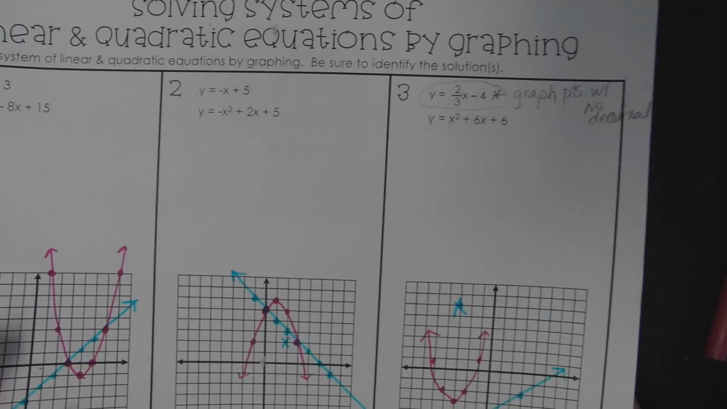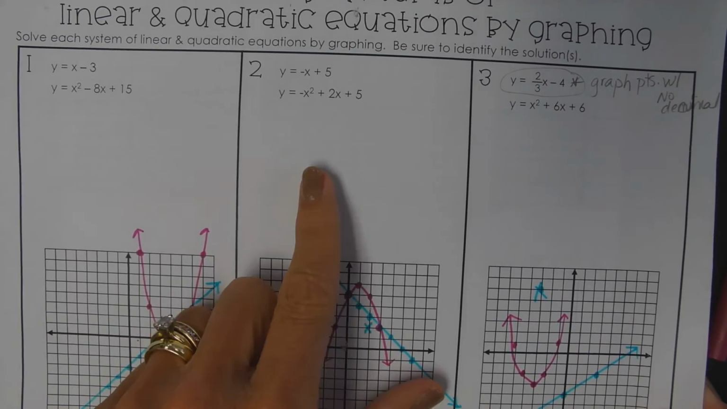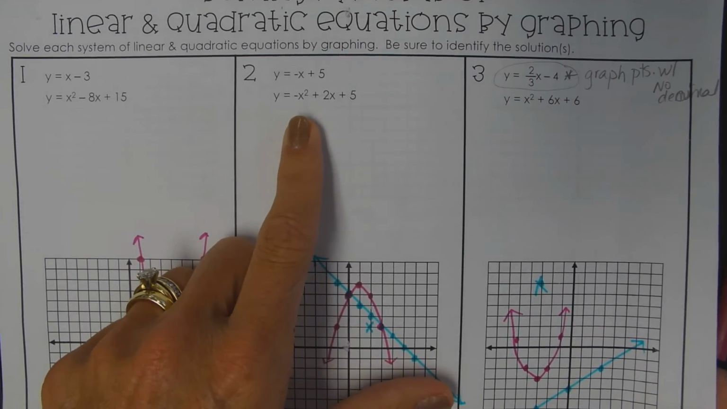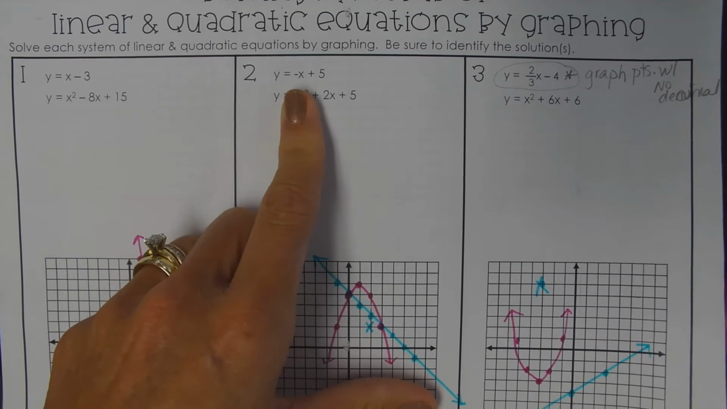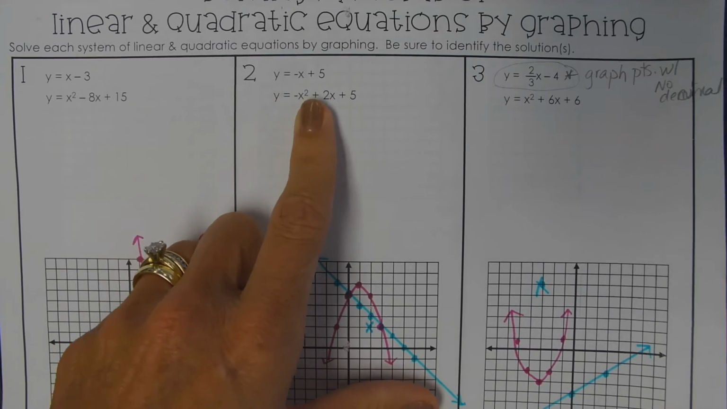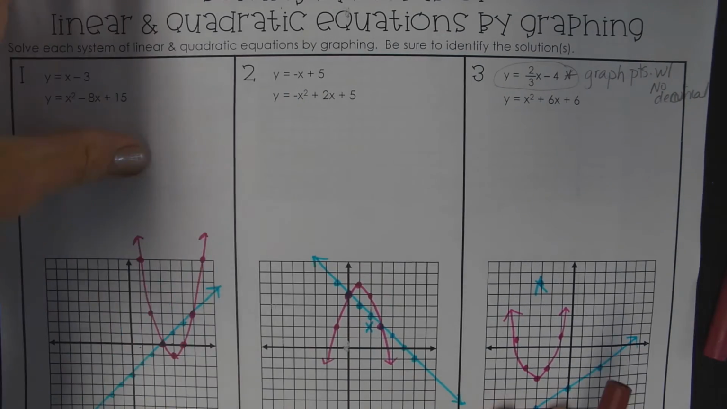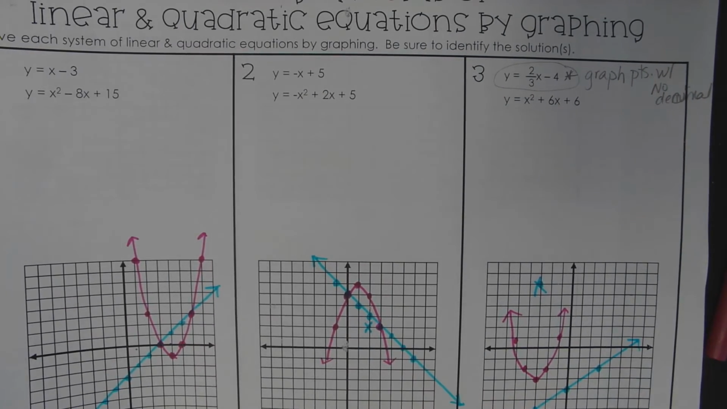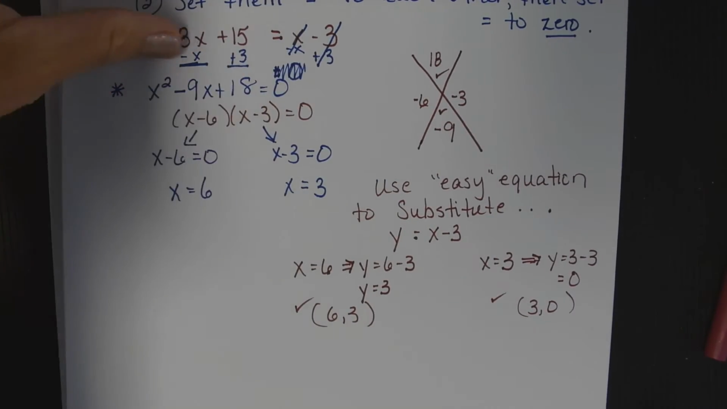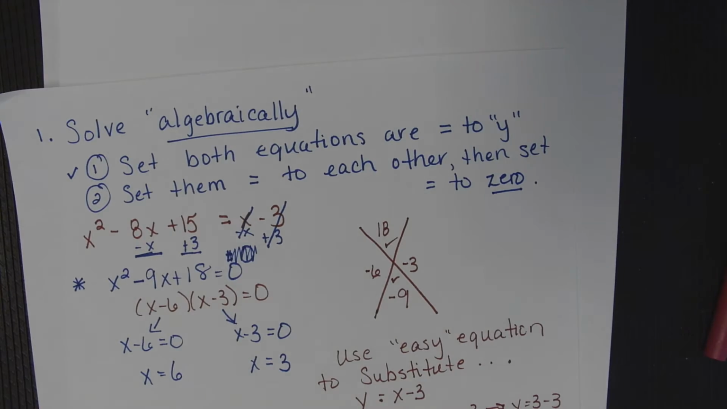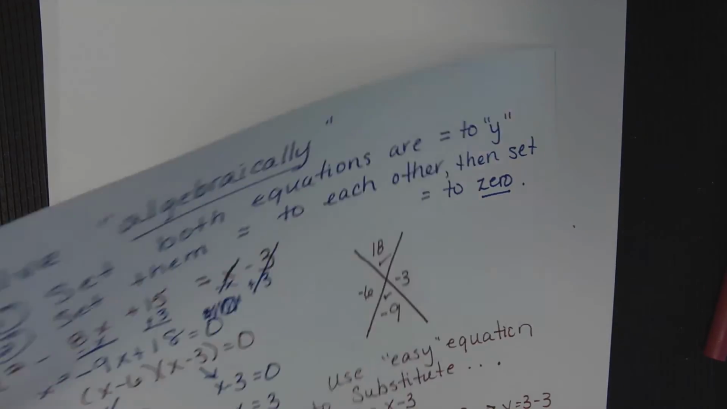So here's number 2, right here. First step is to solve for y. It's already done, right? So what do we do? What's the next step? We set them equal. All right, I want you to do number 2 algebraically. So I'm going to use a new sheet. You can either do it on this paper here, or you can do it in your notebook. I don't care. Okay, so my number 2 is going to be right here.